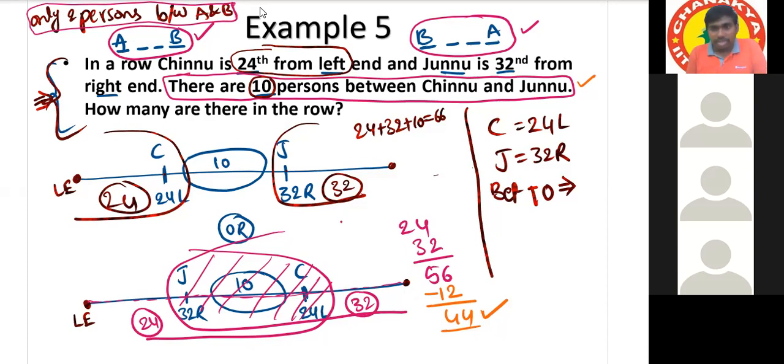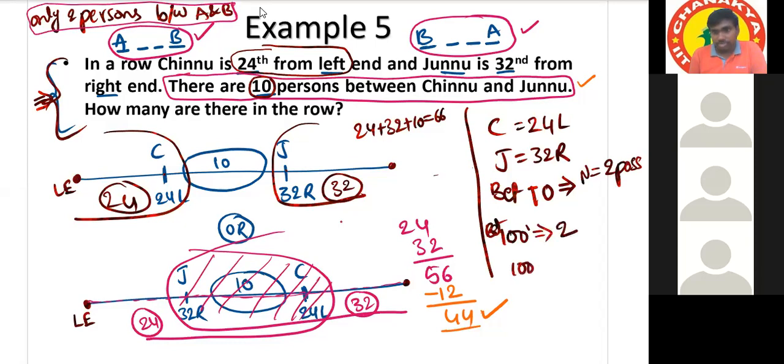I'm asking again. Chinnu is 24th from the left end and Junnu is 32nd from the right end, and between Chinnu and Junnu there are 10 members. In that case, will we get two possible answers or one possible answer for the total number of persons? Two answers. Suppose there are 100 members between, do we still get two possibilities? Two, sir.